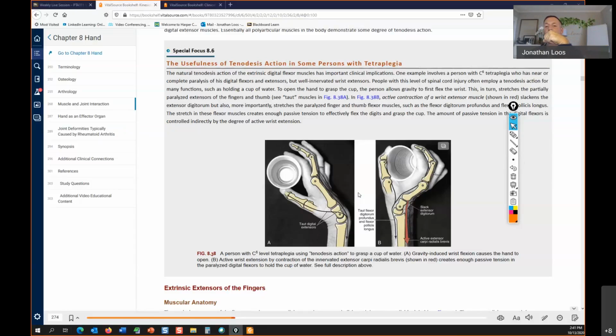So if you wanted to maximize grip strength, you would go into extension. Even if you go further into extension, you start to get some issues, but it's just this slight extension. Here's neutral. When you maximize grip strength, you're going a little bit into wrist extension.